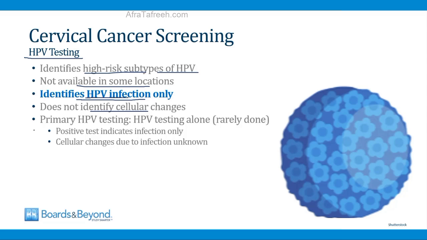And so there are two ways you can use HPV testing. One is called primary HPV testing. This means testing for HPV alone without a Pap smear, and this is rarely done. And the reason it's rarely done is because a positive test will only tell you that there's infection. It won't tell you whether or not cellular changes in the epithelium have begun to occur.